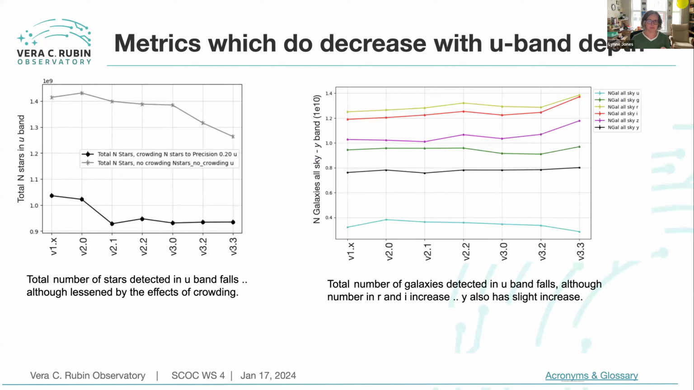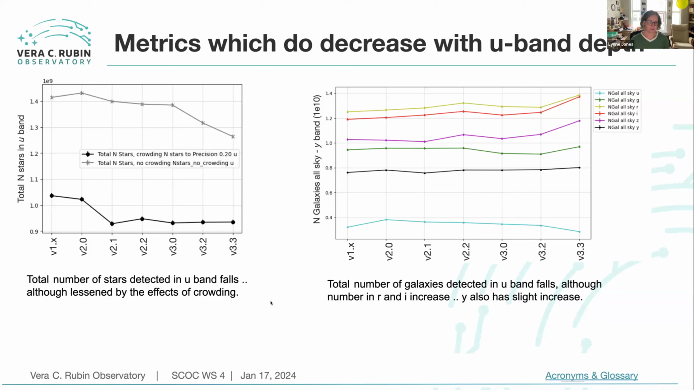There are some metrics which do decrease with U-band depth. For example, there's one solar system metric which looks at whether we can get a color in every band, including U-band. That one obviously falls because the solar system objects are faint in U-band, and we're making the detection limit worse in U-band, so that falls. But that's not their highest priority metric. So I just pulled out some metrics which we know are high priority that do decrease with U-band.